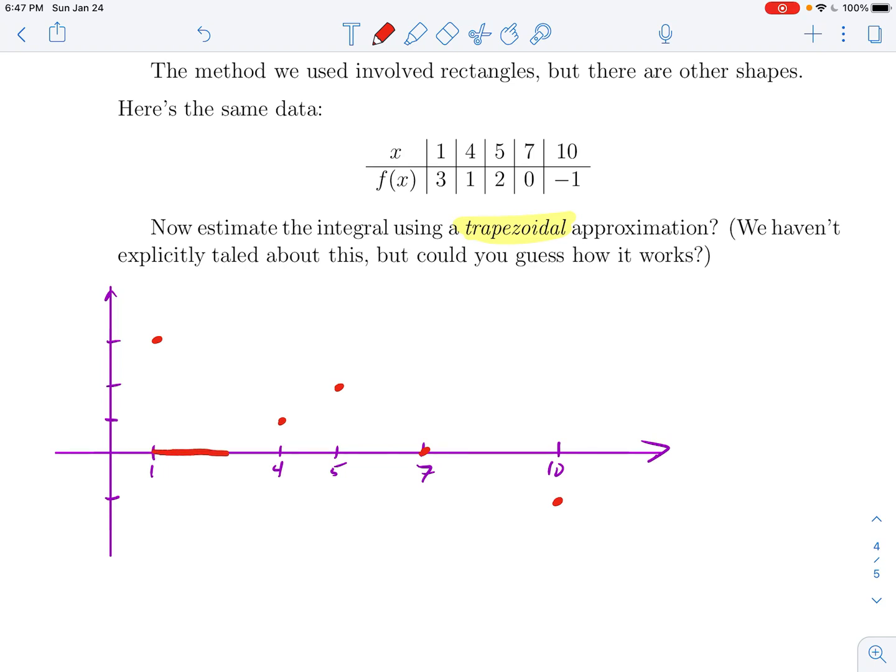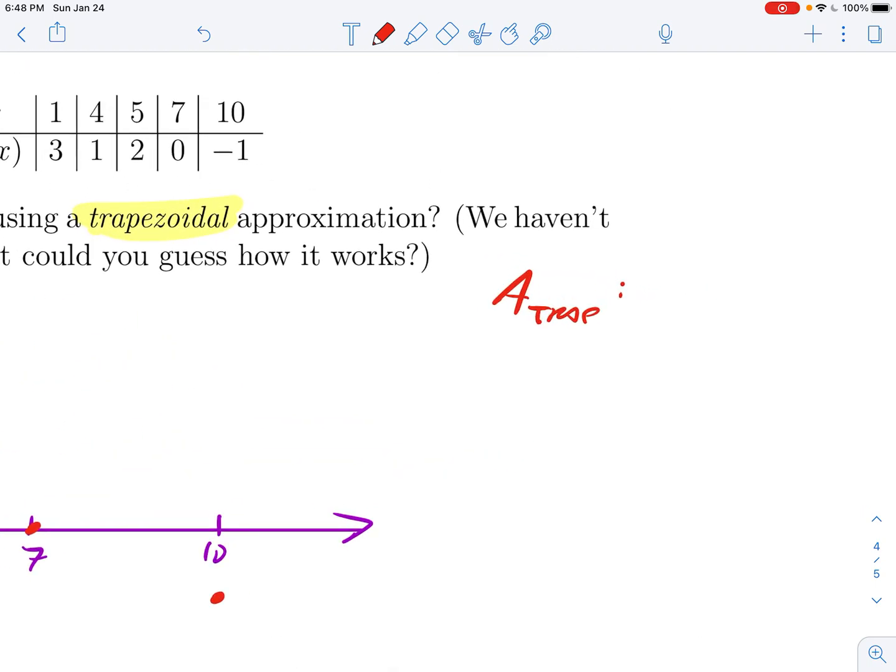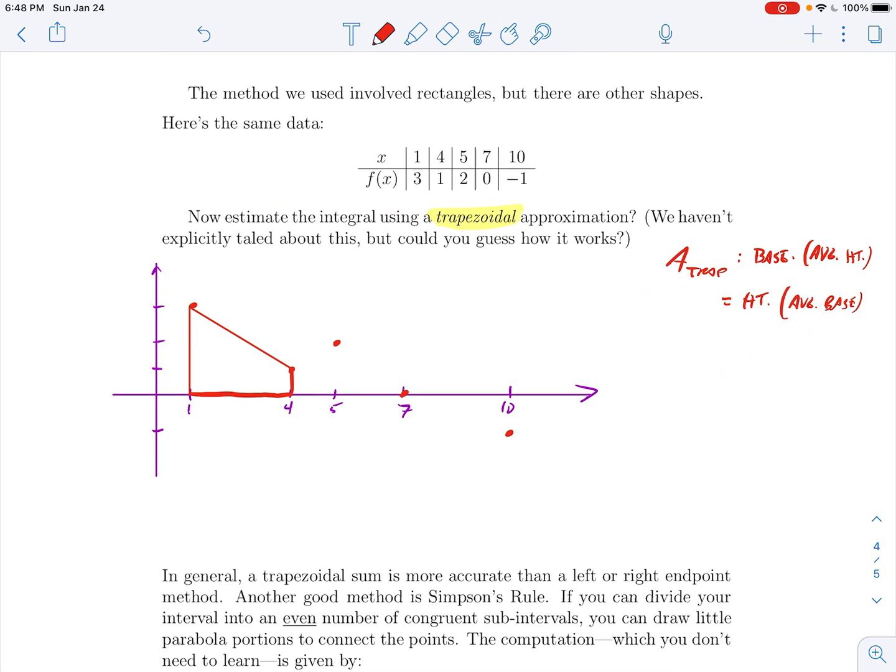So we can think, all right, the area under the curve for this first region, we could think of in terms of this trapezoid that I'm drawing in red. And let me just point out, area of a trapezoid, depending upon how you look at it, it's either base times average height or height times average base. It's not a rectangle, so we don't have that opposite sides are always the same length.